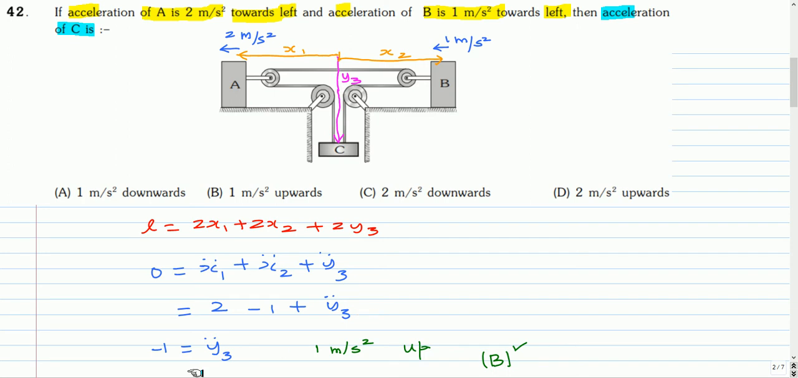So from this you get y3 double dot as minus 1, in the sense it's moving up. So the acceleration of block C is up and the value is 1 meter per second squared. So the correct option is option B.